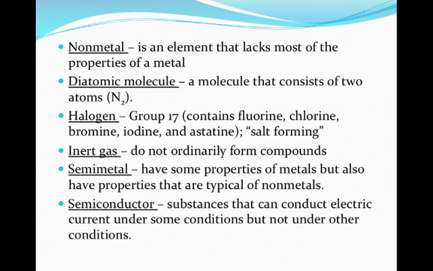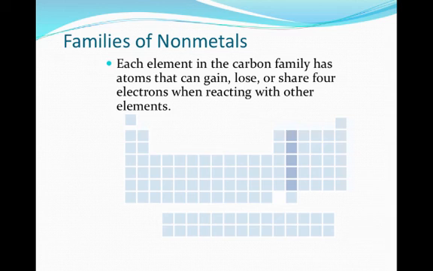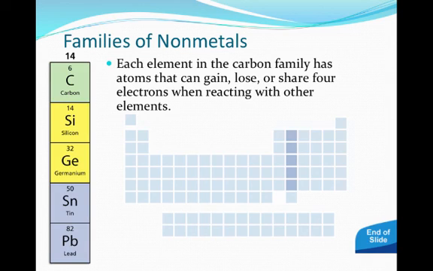They can gain, lose, or share 4 electrons in the carbon family. And we're looking at the nitrogen family here. Nitrogen and phosphorus are the only 2 nonmetals in that group. These are the semimetals, and this is a metal. And they usually gain or share 3 electrons when reacting.